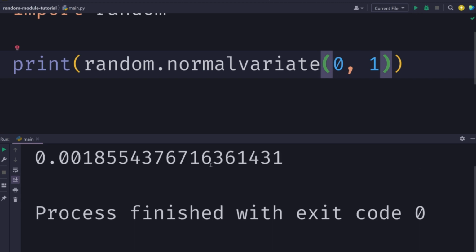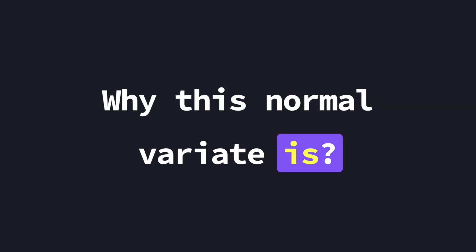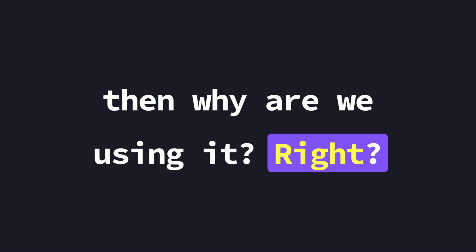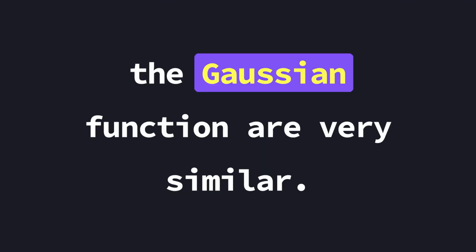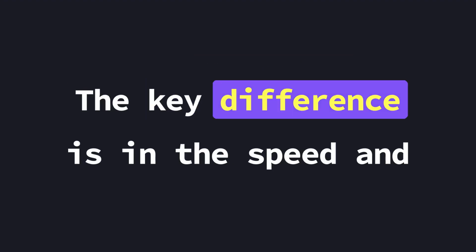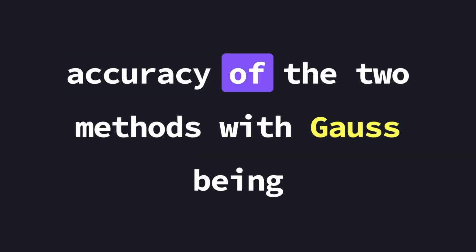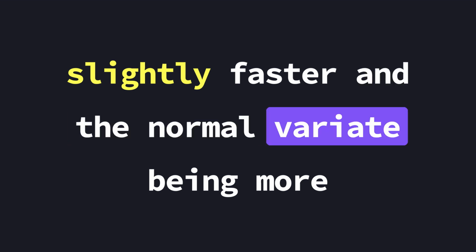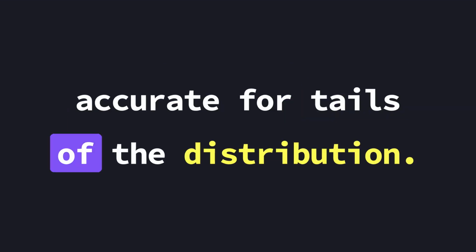Now you must be saying, we talked about Gaussian distribution. If it is the same distribution, then why are we using normalvariate? The normalvariate function and the Gaussian function are very similar. The key difference is in the speed and accuracy of the two methods, with gauss being slightly faster and normalvariate being more accurate for the tails of the distribution.